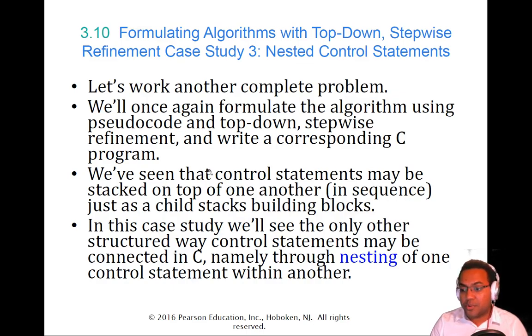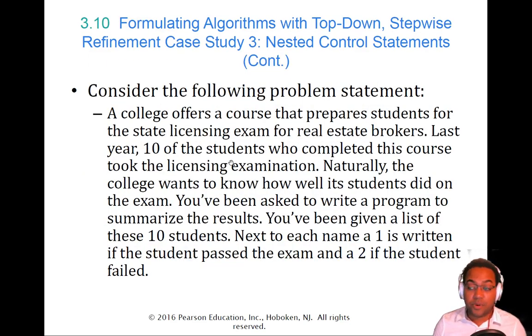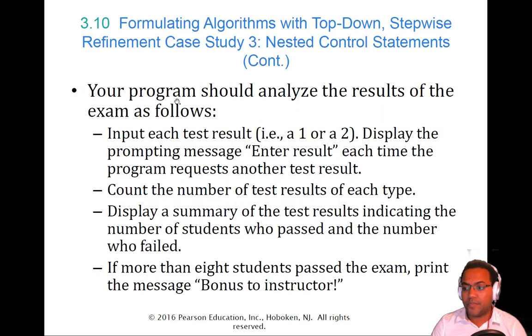All right, so let's work on another problem. We'll talk about a nested control statement. So consider the following problem statement. A college offers a course that prepares students for a state licensing exam for real estate brokers. Last year, 10 of the students who completed this course took the licensing examination. Naturally, the college wants to know how well its students did on the exam. You've been asked to write a program to summarize the results. You've been given a list of these 10 students. Next to each name, a 1 is written if the student passed the exam, and a 2 is written if the student failed. Your program should analyze the results of the exam as follows.